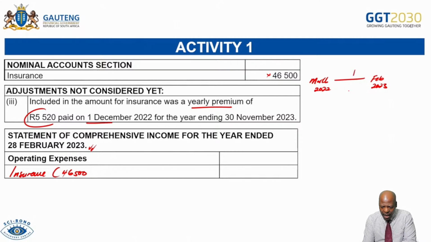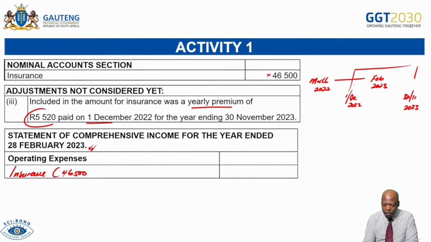That means I'm going to say on the 1st of December 2022, we paid an amount of 5520, which is a yearly premium. Okay, that means it's going to stretch from the 1st of December and it's going to end all the way onto 30 November, that is now in 2023.